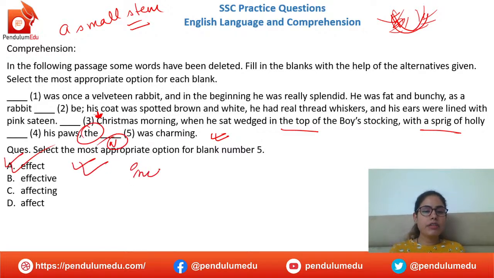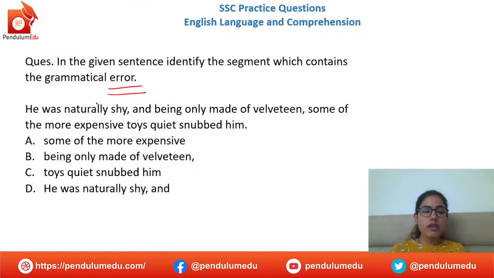The effect, that means the impact was charming. Very well said, Sanjeev. That's absolutely right. Tarun, Ashish, yes, that's true. Next one. Error, you need to give me the error. He was naturally shy and being only made of velveteen some of the more expensive toys quite snubbed him. Yes, Tarun. Ashish is saying A, some of the more expensive.